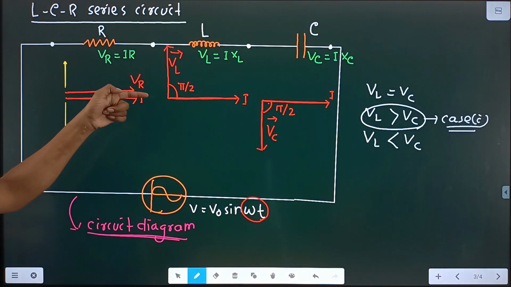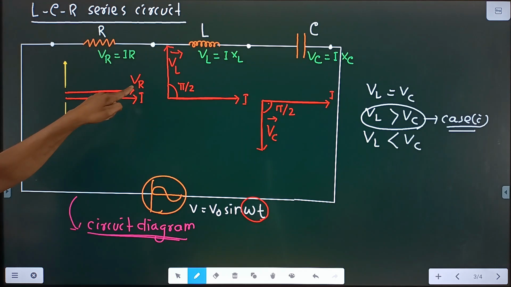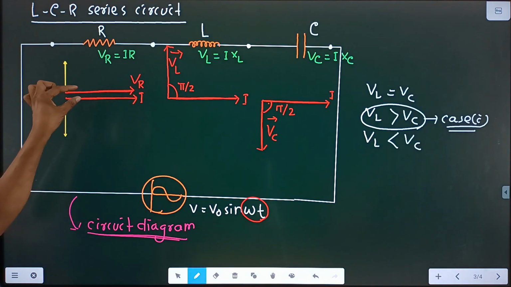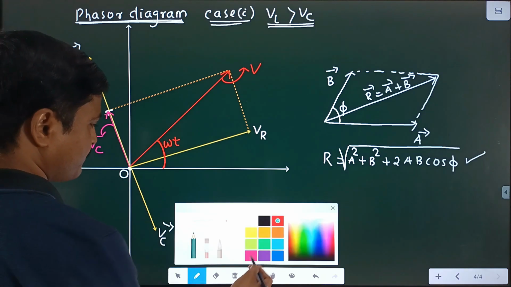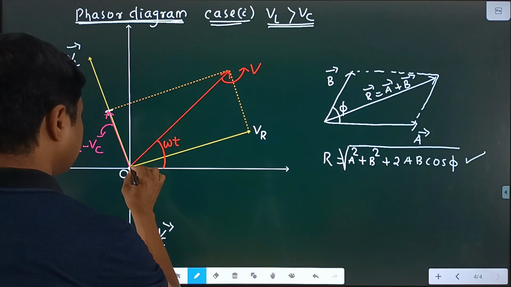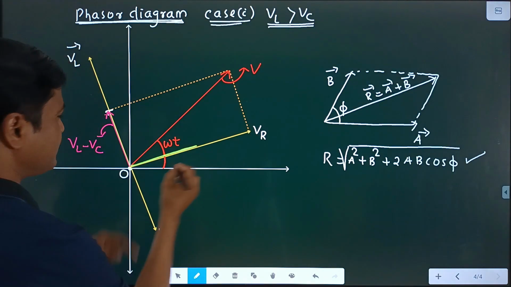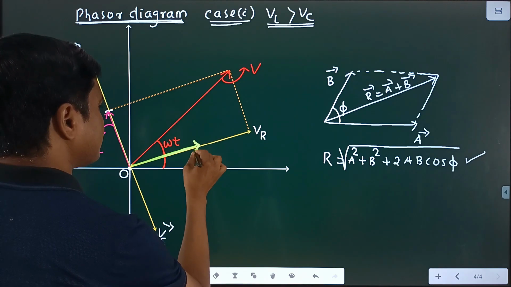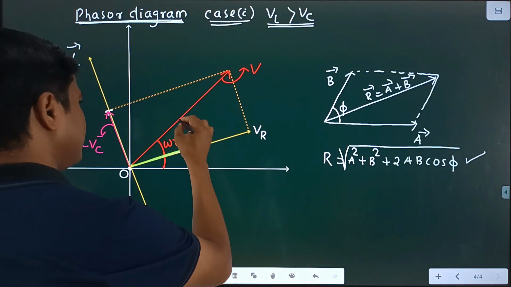This is the direction of the current, means this is the current phasor, and the direction of the current phasor is the same as the VR phasor. VR phasor and current phasor both are in the same direction. Here also we draw the same thing. This one is the current phasor, and for the current phasor we write I. Clear?